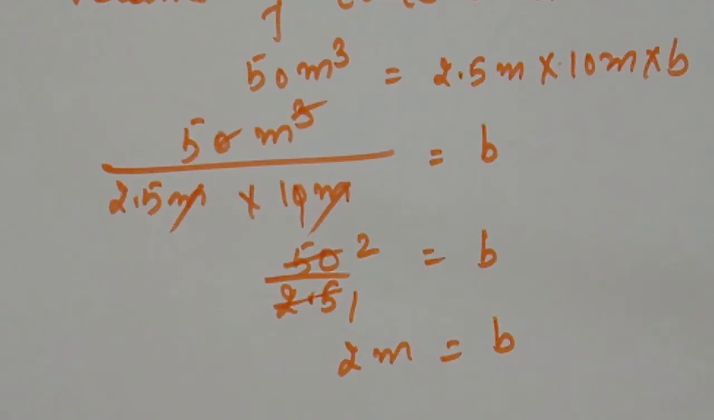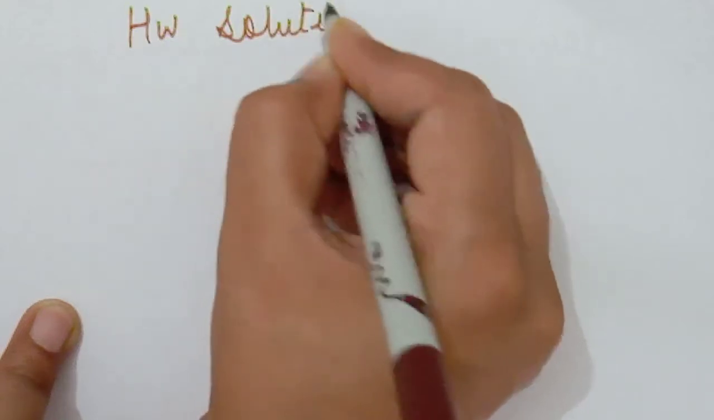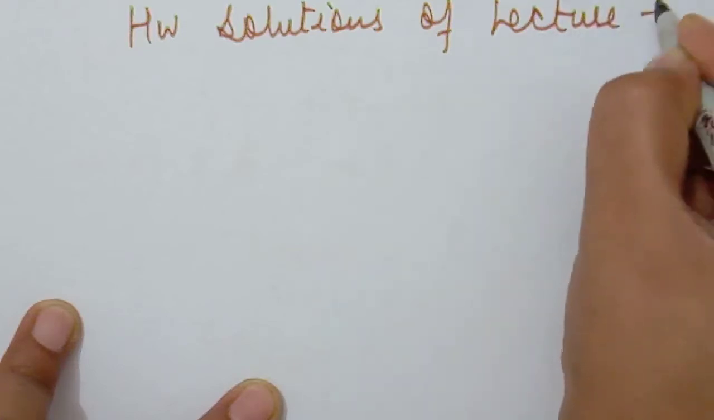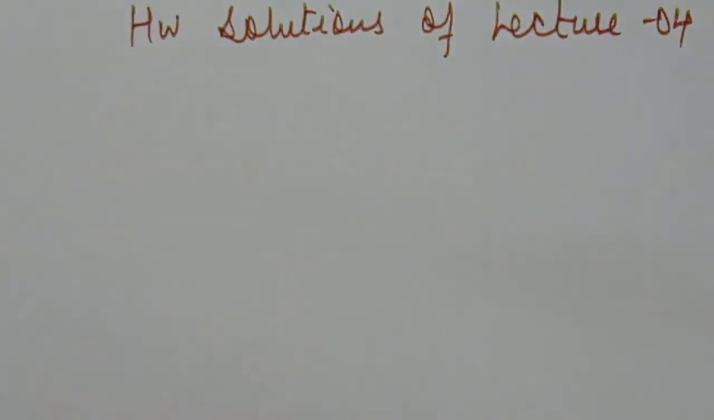So students, this is your exercise 13.5 from your NCERT. I already explained the cuboid, volume of cuboid and volume of cube, and two questions as well. Now the homework solutions of your previous lecture, lecture 4. In lecture 4 we discussed the surface area of sphere, hemisphere, hollow hemisphere, and a spherical shell also.